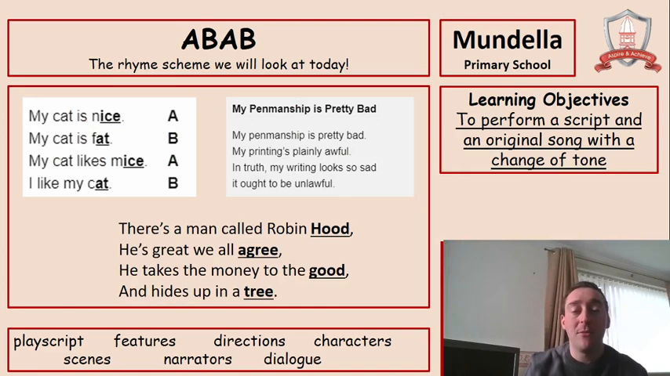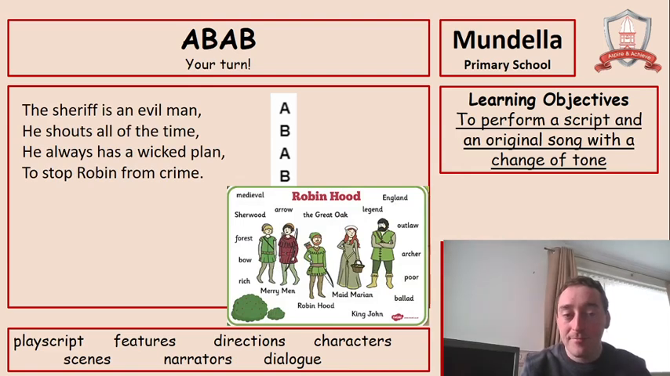So remember last time with the first scene, I had: There's a man called Robin Hood. He's great, we all agree. He takes the money to the good and hides up in a tree. So that was my first one, nice and jolly for scene 1. But for scene 2, it's going to be a little bit different.